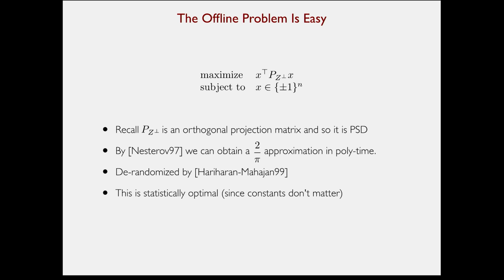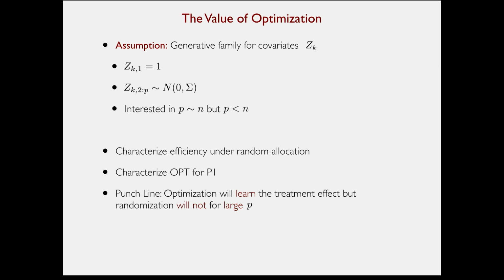And in the offline setting, it's easier to think about the impact of optimization. So I'm going to take a digression for a couple of minutes and talk about what optimization does for you. To talk about the value of optimization vis-a-vis, let's say, randomization, let's construct a generative family.